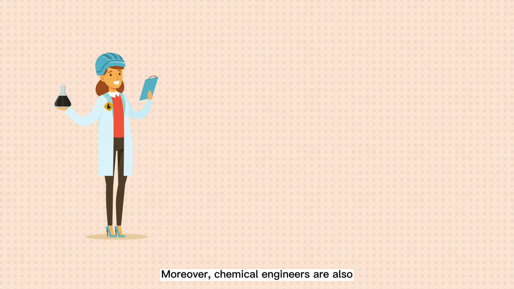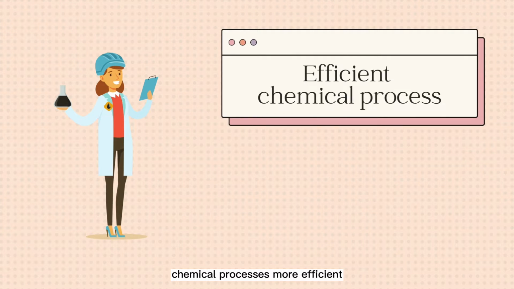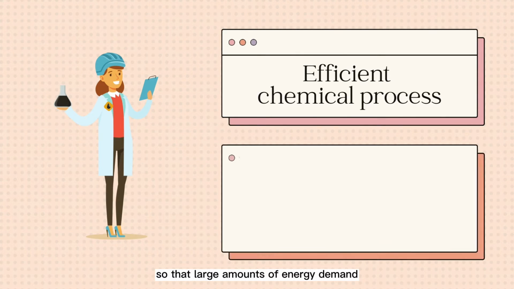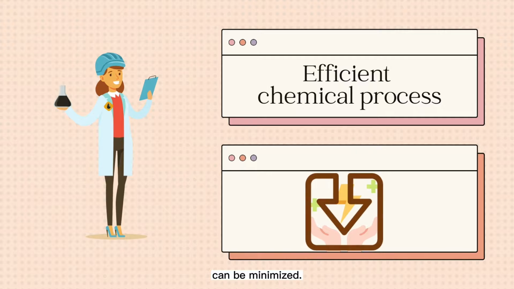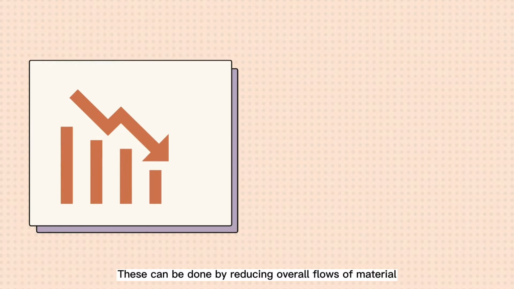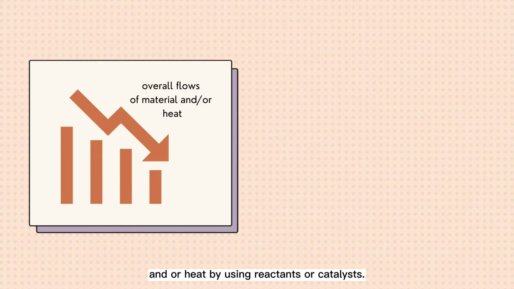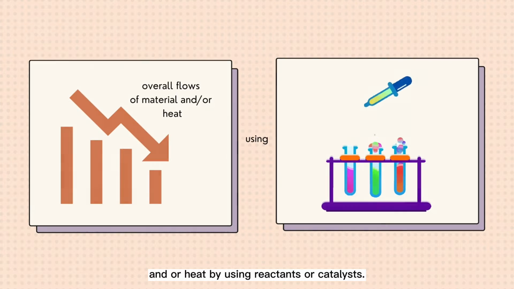Moreover, chemical engineers are also in charge of making chemical processes more efficient so that large amounts of energy demand can be minimized. These can be done by reducing overall flows of material and/or heat by using reactants or catalysts.